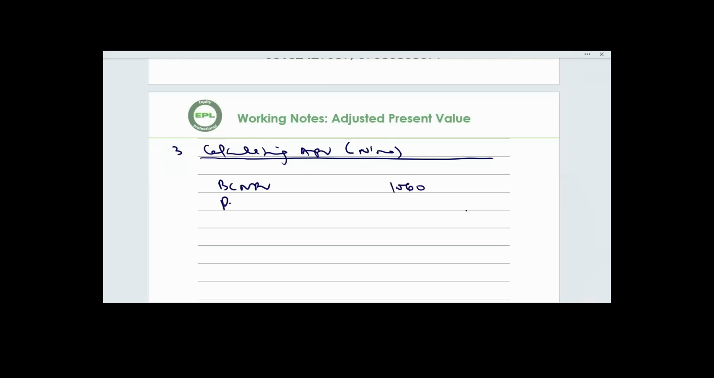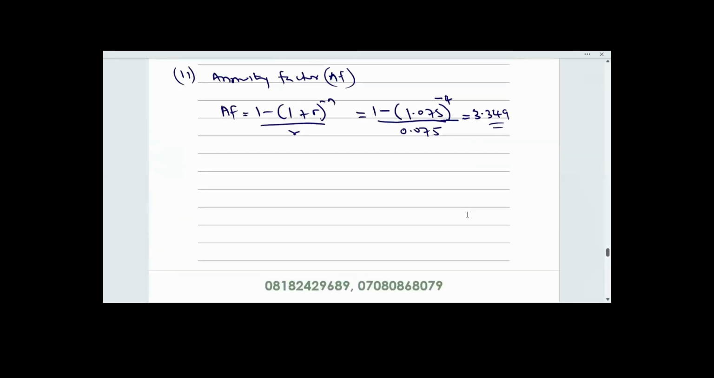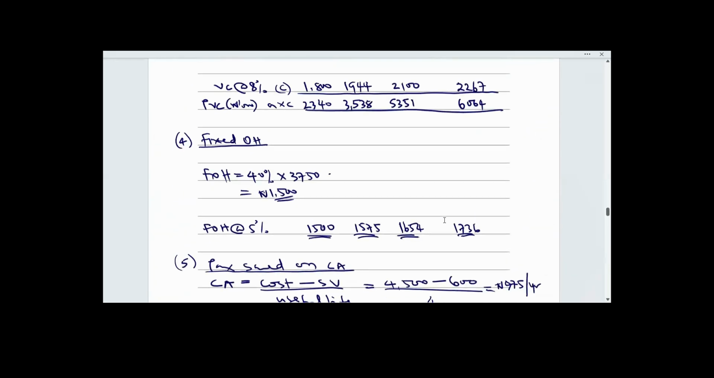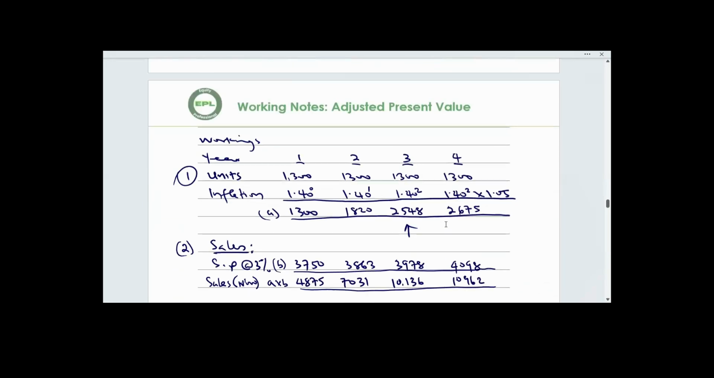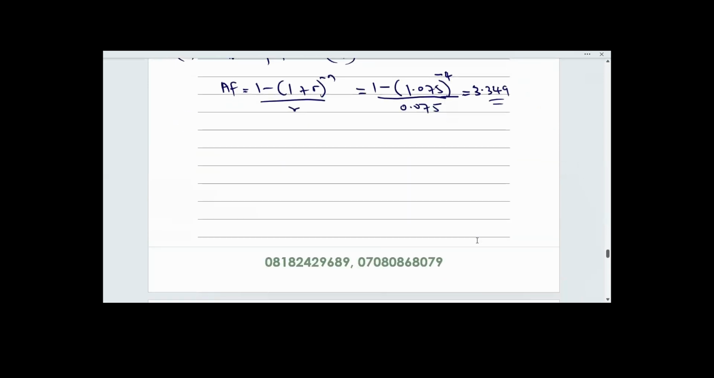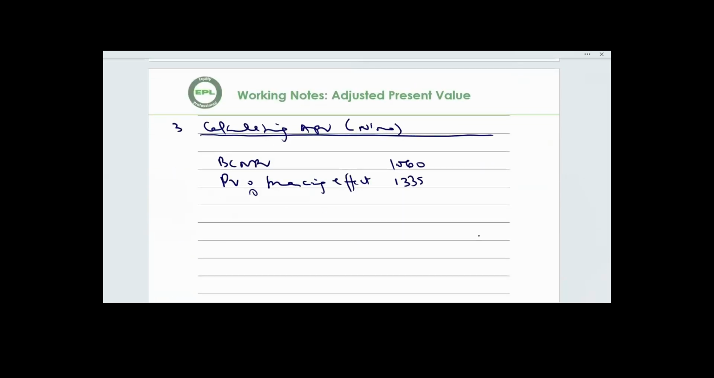Then I will add PV of financing effects, which is 1335. So this should give me 2395. That's my APV. The examiner is asking you to evaluate on financial grounds.